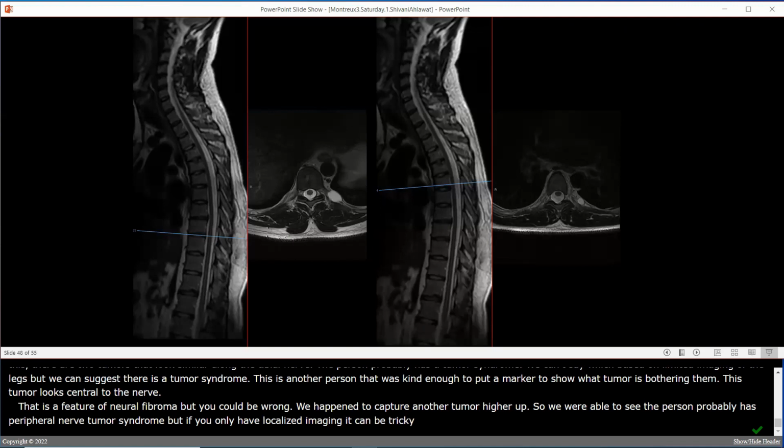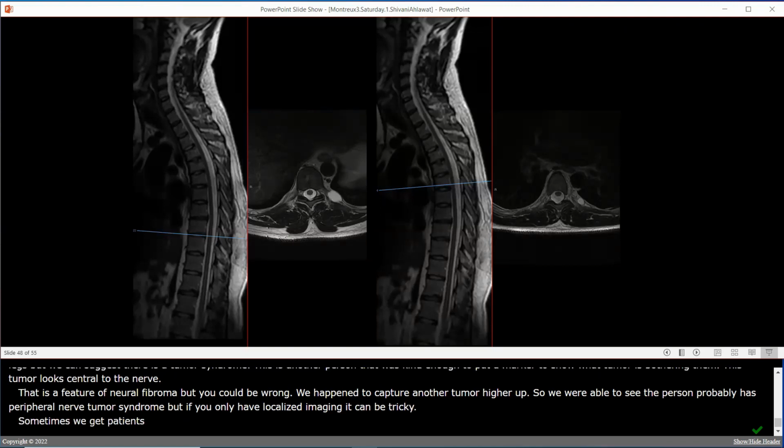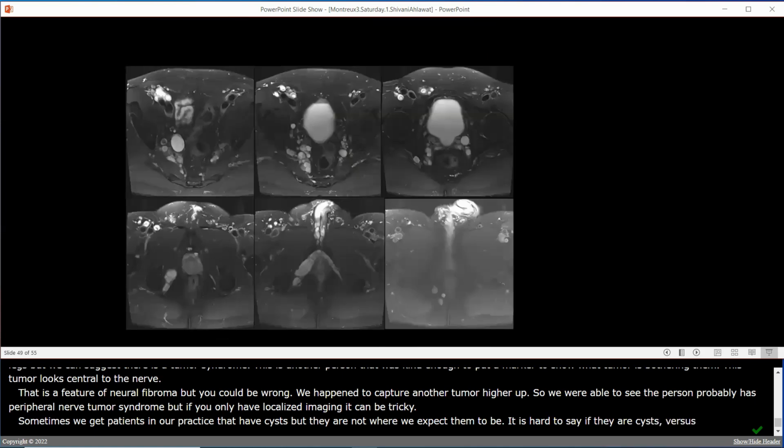Sometimes we get patients in our practice that have cysts along their nerves, but these cysts are not where we expect them to be. So it can be hard to say that these are indeed cysts versus cystic schwannomas. And this person has 2 of them. So we may have to actually follow them and get more scans in the future.